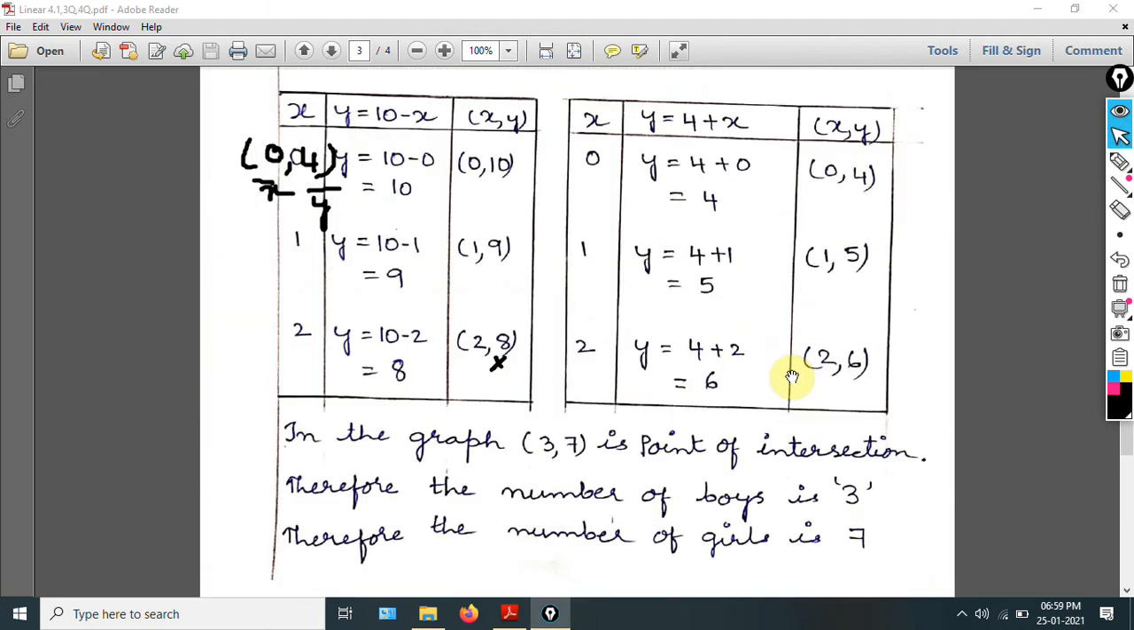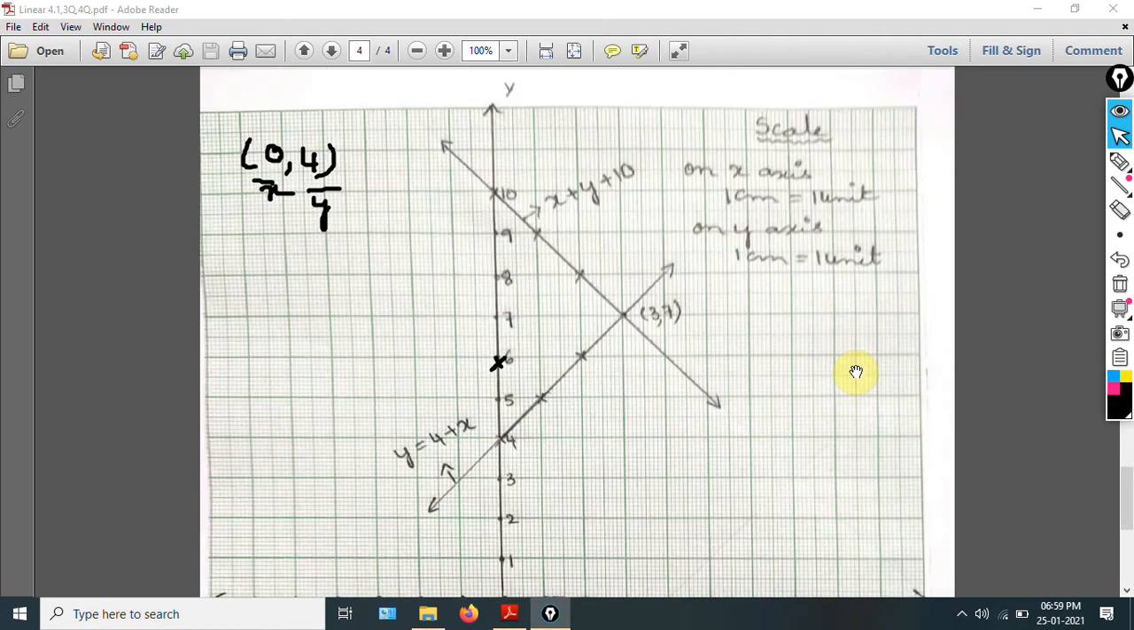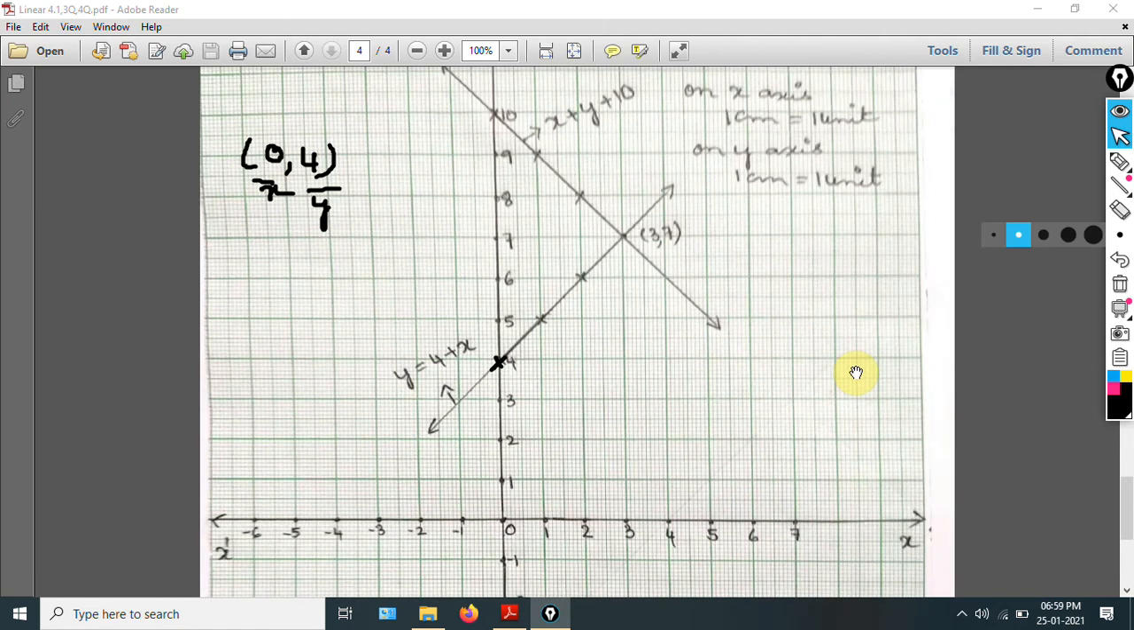Next, the second point is how much? 1 comma 5. So I am writing here 1 comma 5. The x value is 1, the y value is 5. So on the x-axis, where is 1? This. From this we have to see where we are getting the y value. How much is y? 5. So from this position, where are we getting 5? Here. So we put a cross mark here.